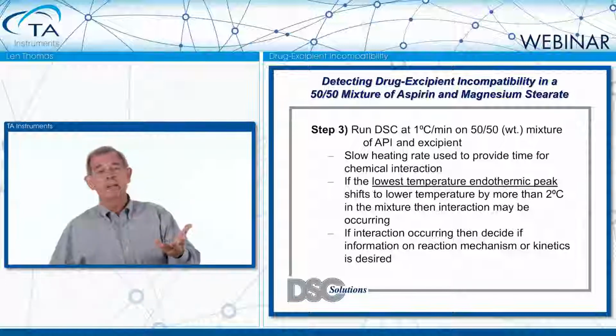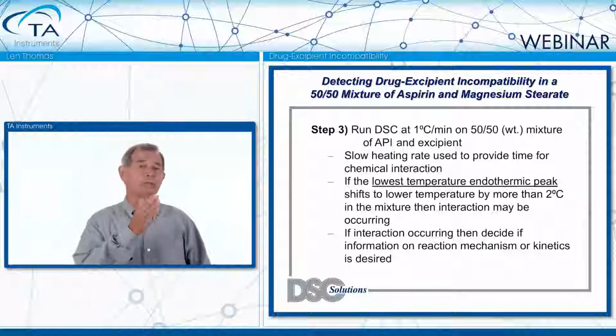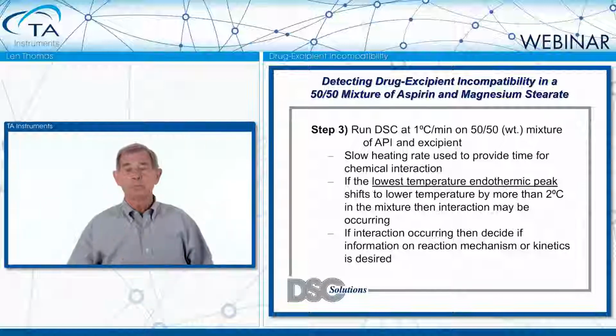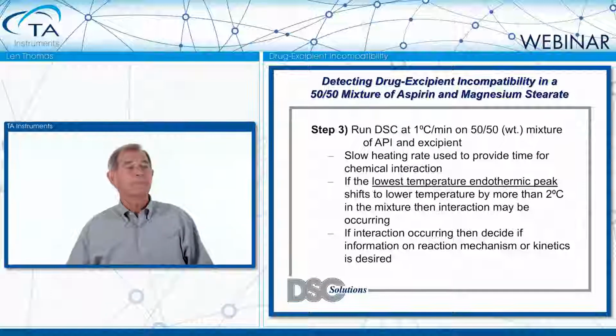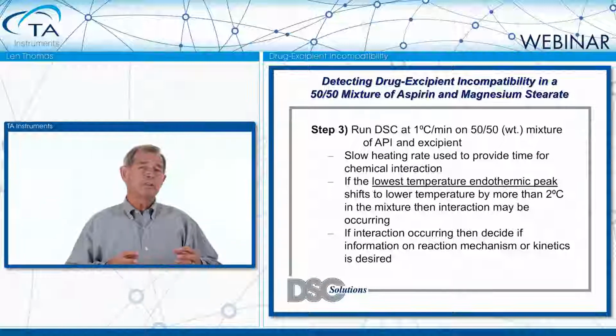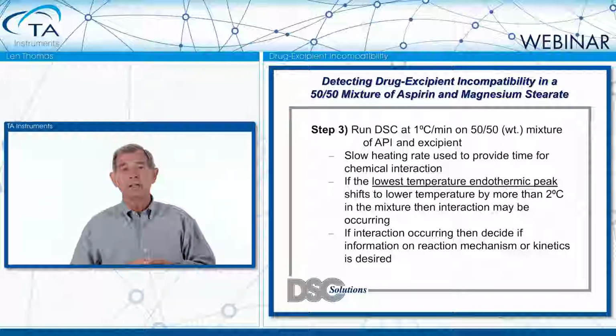But if you want to make it on a molar basis, you can. If you want to look at different concentrations of excipient, you can. It's completely up to you because you're just going to mix them up and put them in a hermetic pan. Now we're going to use the 1 degree per minute data, and I'll illustrate this, but you're going to use it because, remember, you got 2 materials that are potentially going to interact. So what you want to do is heat slow to give them time to react if they're going to react.